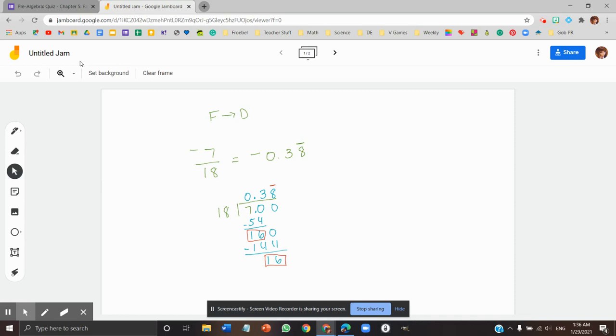Let's do one more. How about if I have a mixed fraction? Well, if I have a mixed fraction, for example, 2 7/20, the first thing I have to do is turn that mixed fraction into an improper fraction. And how do we do that? I don't know if you guys remember, but we talked about this. We're going to take that denominator, multiply it with my whole number, and then add my numerator.